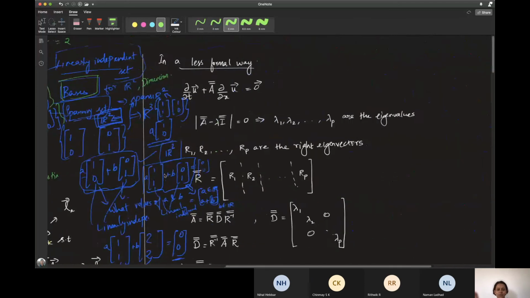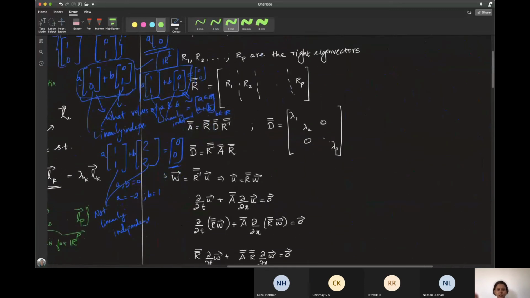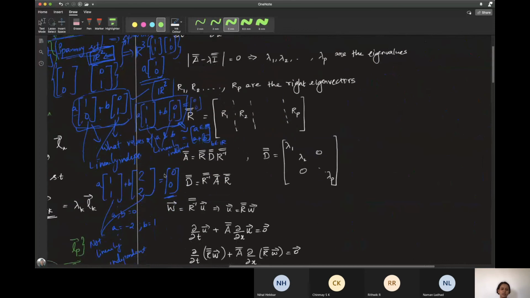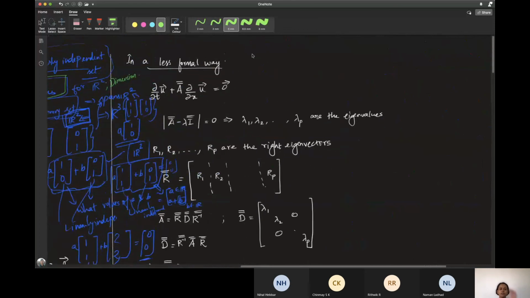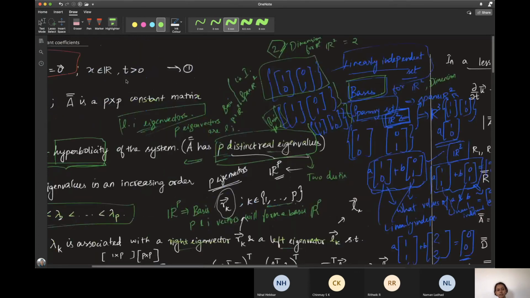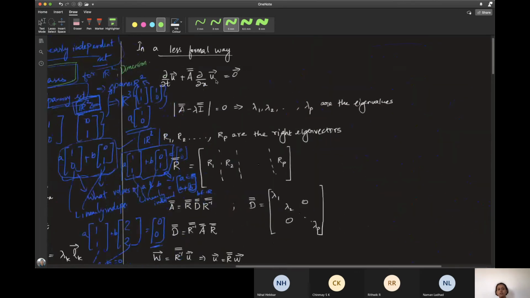So now this has been done quite formally. I'll show a less formal way of doing this. We are again considering the same system of equations. U vector belongs to Rp, that is, we have P components for the U vector. A matrix is a constant P cross P matrix. So we just consider the same system that we initially considered.